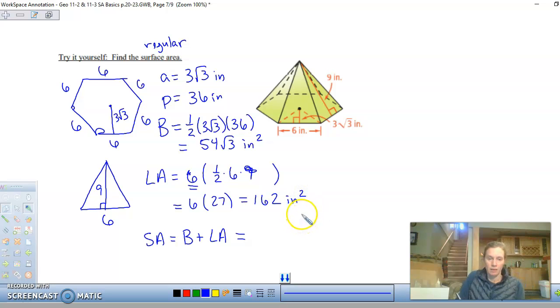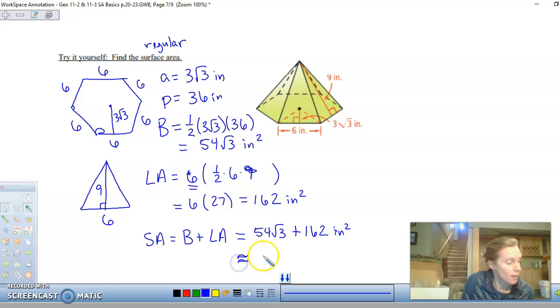inches squared. So at the end here, you're going to add those together. 54√3 is the base area, plus all of your lateral triangles is the 162. Now, it is okay to leave your answer in that weird form. You can't add those together because this has a √3 and this does not. But you can put it in your calculator. So in your calculator, you can write 54 times √3, find an answer, and then plus the 162. And then I did that earlier, and it ends up being about, so I'm going to put squiggles here, about 255.5 inches squared.